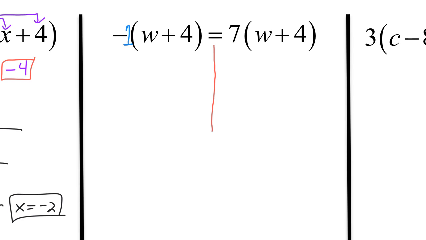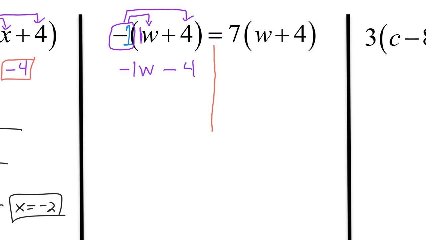So let's do the negative 1 first. I will multiply the negative 1 here times the positive w, which is a positive 1 in front of the w. So that's going to be a negative 1w. We don't need that 1, but I just put it so you know it is a negative 1. And I multiply the next one, negative 1 times positive 4, that's negative 4. Now that's on the left side of the equal sign.